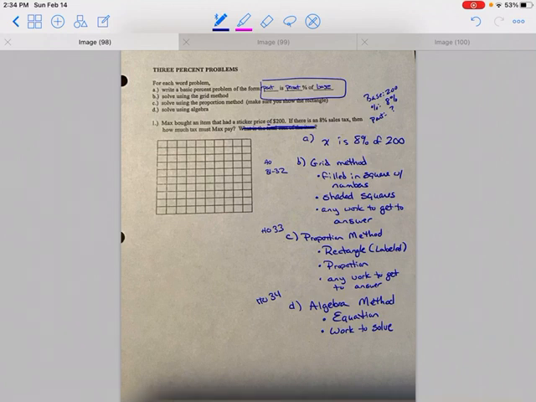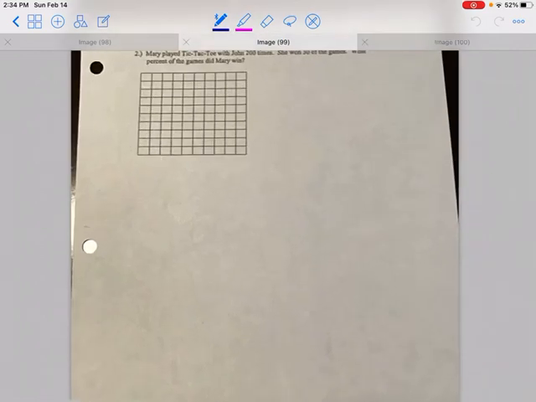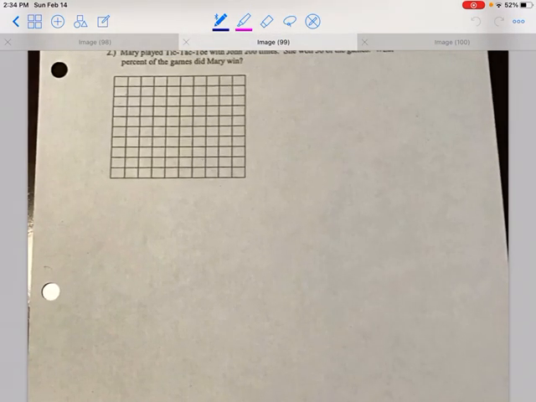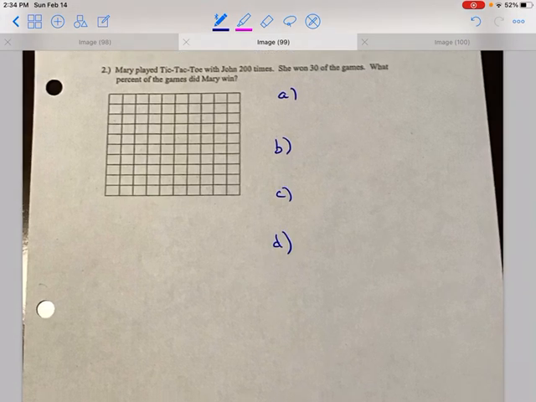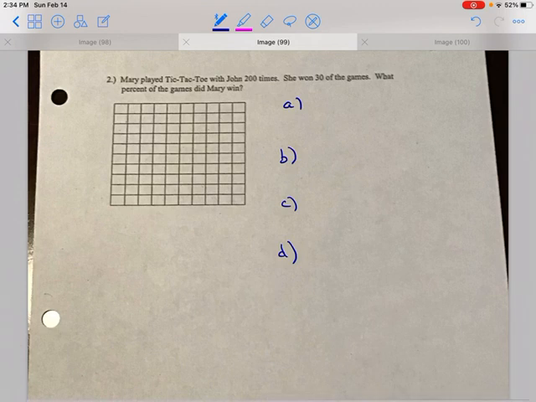Okay, you're going to go to the next page and you're going to do exactly the same thing. You're going to do part A, set up your percent equation. Part B is your grid method, part C is your proportion, part D is your algebra. So I should see every problem worked 3 times. So even though this is only 3 problems, you're going to end up working 9 because you're going to work each problem 3 times, and you're going to condense it into a basic percent equation.